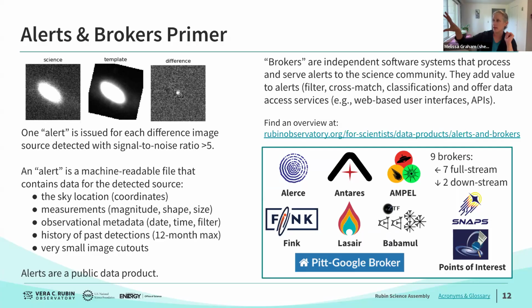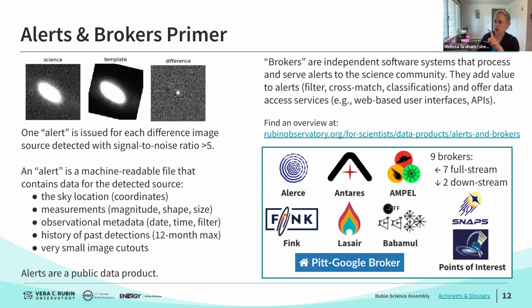And these are the logos of the 9 brokers. There are 9 in total, 7 of which we call full stream because they take the full alert stream from the LSST. And then 2 are called downstream. They take a subset of the alerts from one of the other brokers.